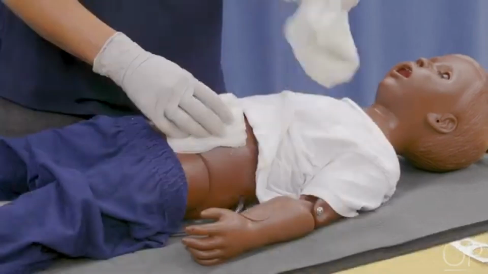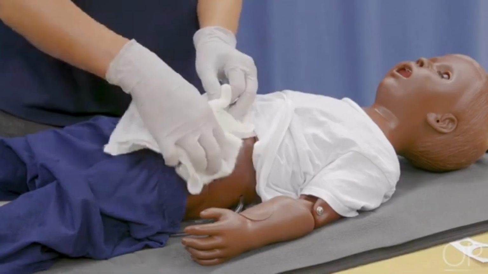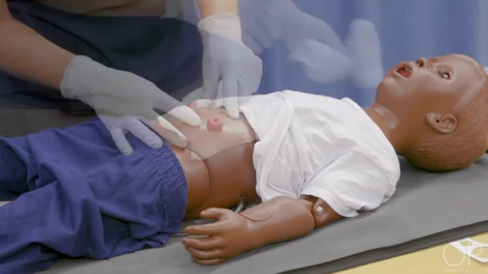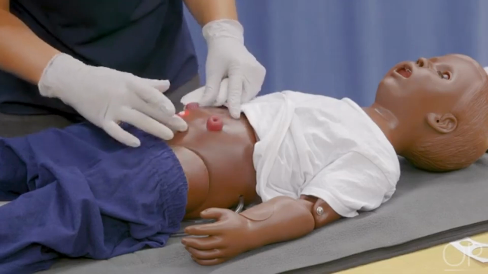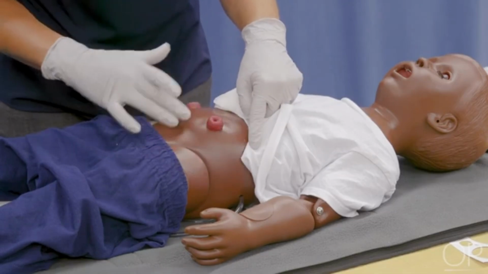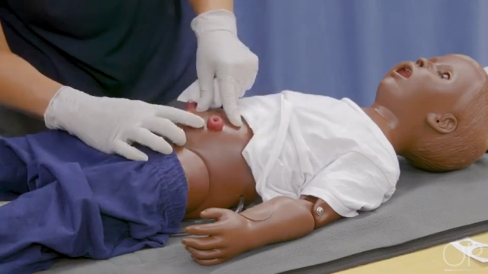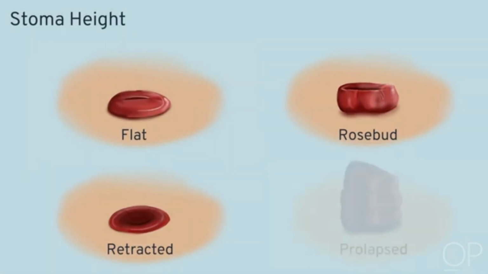Once the pouch is removed, clean the skin with a soft washcloth or paper towel moistened with water. Consider using soap if stool residue is adherent to the skin. Assess the stoma. It should be moist, pink or red, similar to the inside of your cheek, and the surrounding skin should have no rashes or other skin compromise. Evaluate the height of the stoma, whether it is flat, rosebud shaped, retracted, or prolapsed.